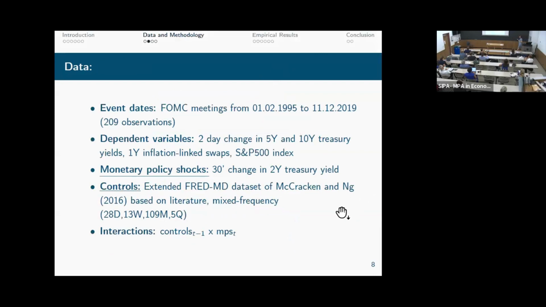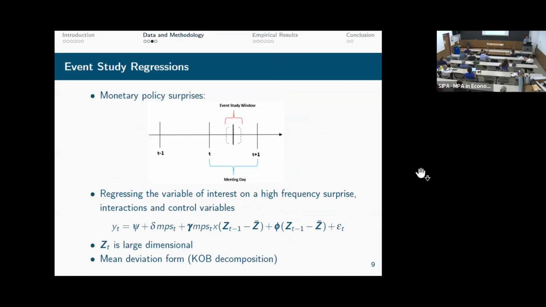And in terms of interactions, what we do is basically interact the lack of control variables with monetary policy shocks and include them in the regression. So this is how we created interaction variables. In terms of the methodology, the monetary policy surprises are identified around the FOMC meeting.